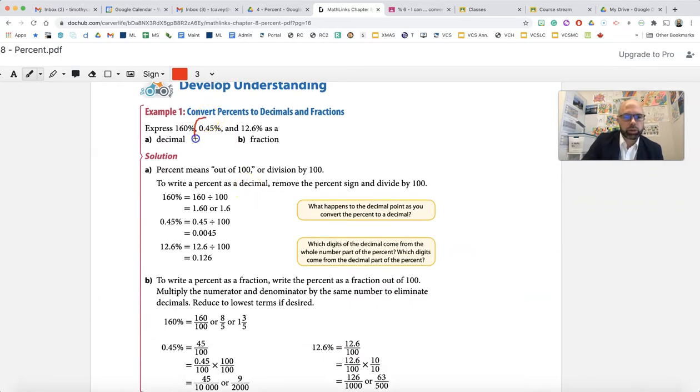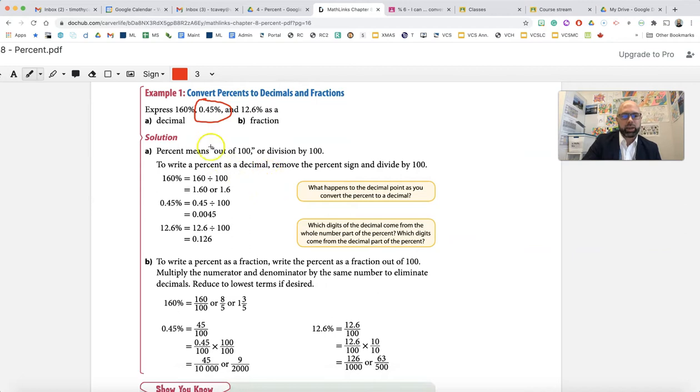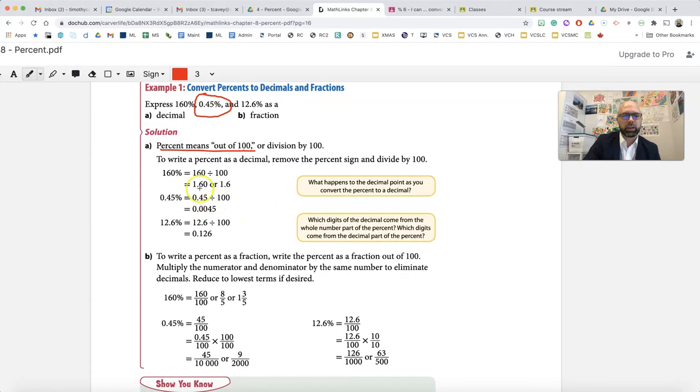This one right here is tricky because we always want to jump to say, oh, that's 45%. No, it's not. It's less than 1%. In my experience, that's the one that gives us the most problems. So we always have to keep in mind that percent means out of 100. They talk about how to make 160% a decimal. 1.60, or 1.6. We don't really need that 0.